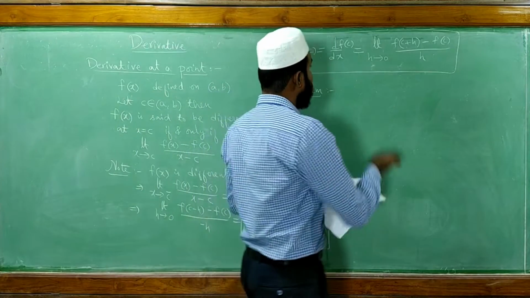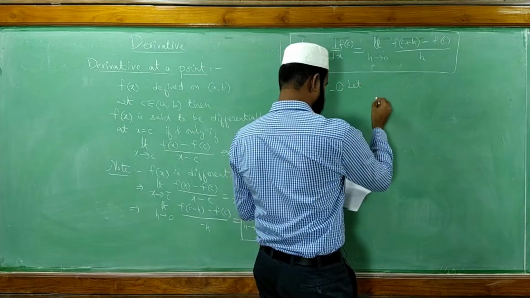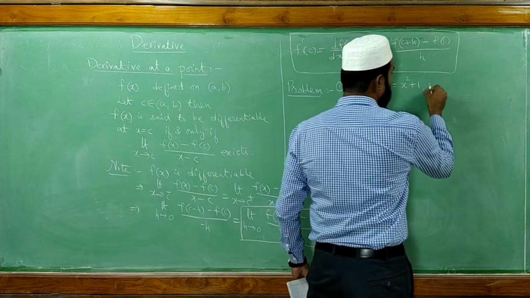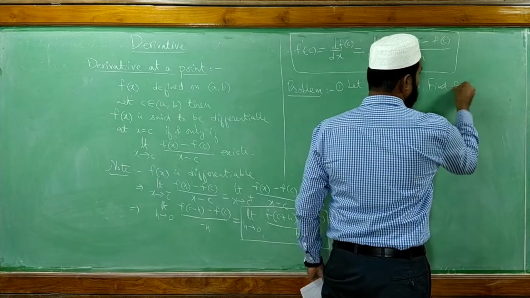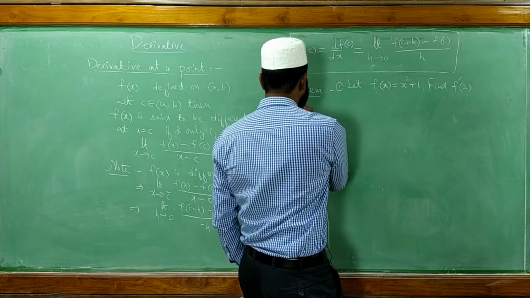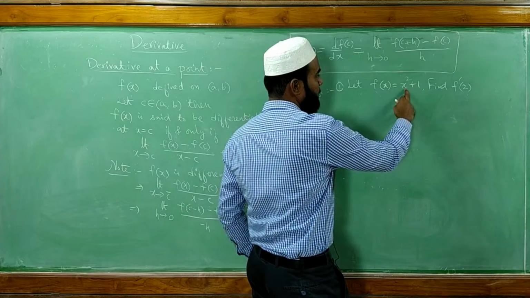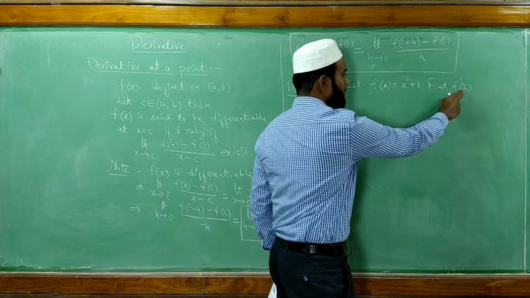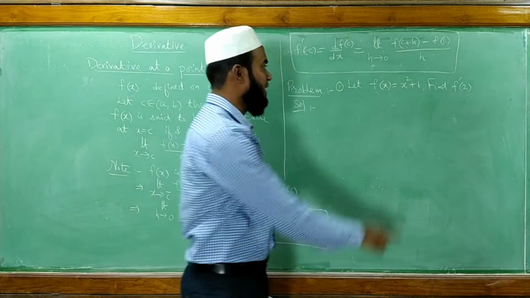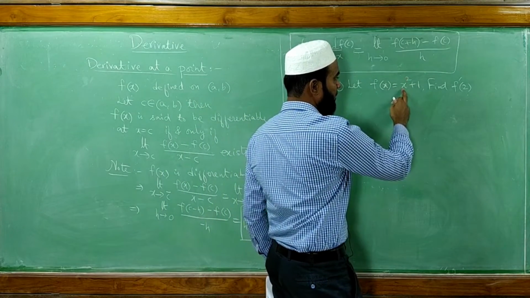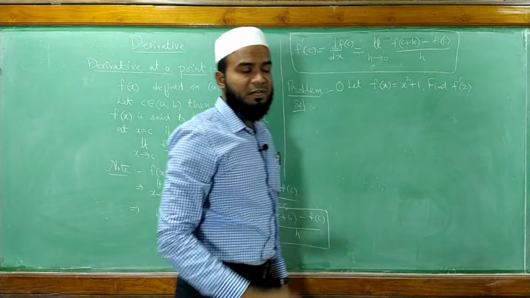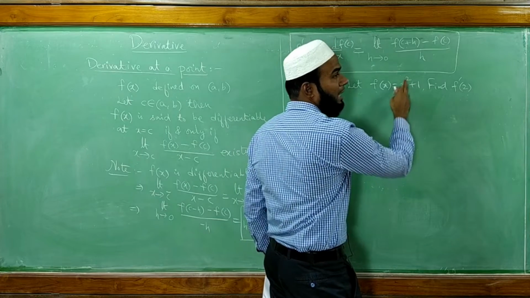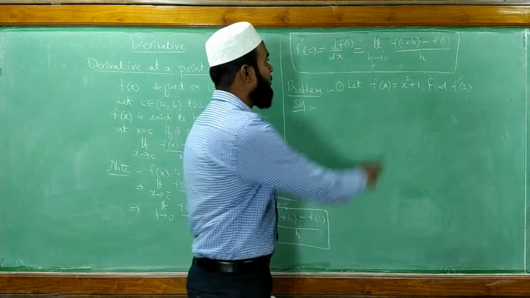So what is the question? The first question: let f of x equals x square plus 1, then find f dash of 2. Solution. What is given? f of x equals x square plus 1, and we are asked to find the first order derivative, f dash of 2. Actually, because we have studied this in intermediate, the derivative of x square will be 2x. But as of now, we have not yet defined the meaning of derivative. We have not yet established the formula for the derivative of x power n.